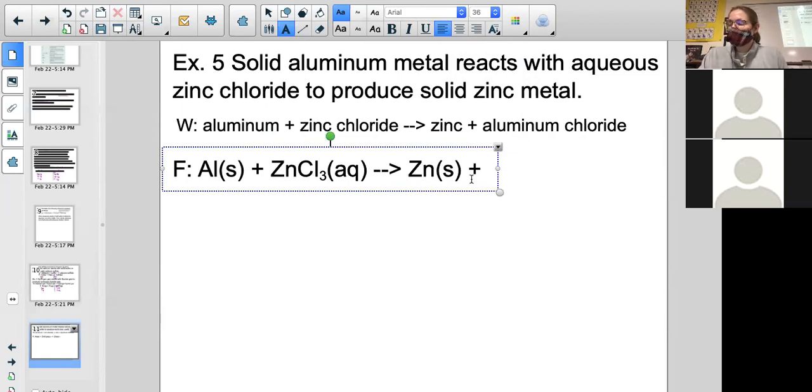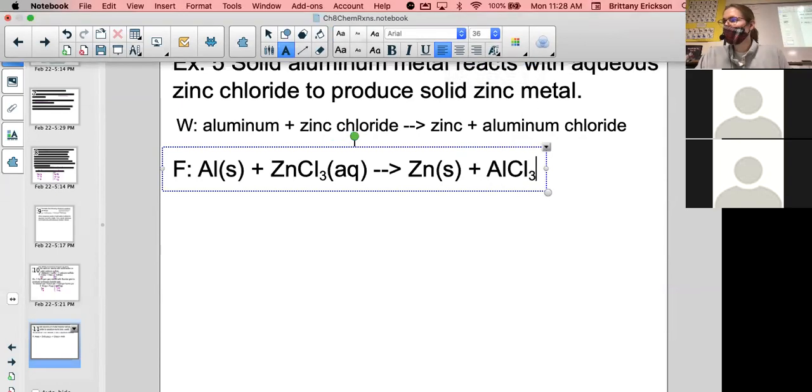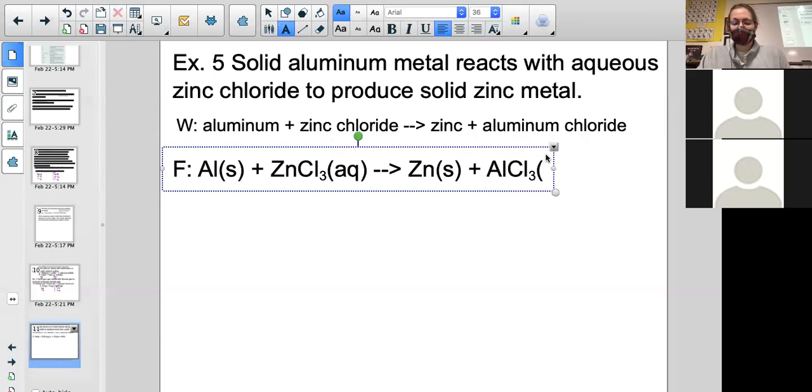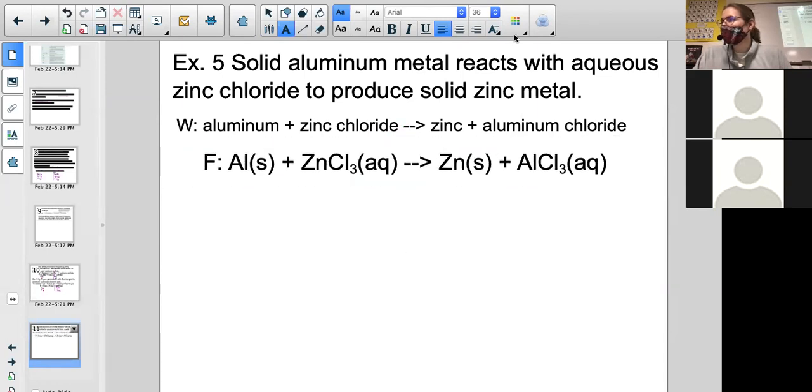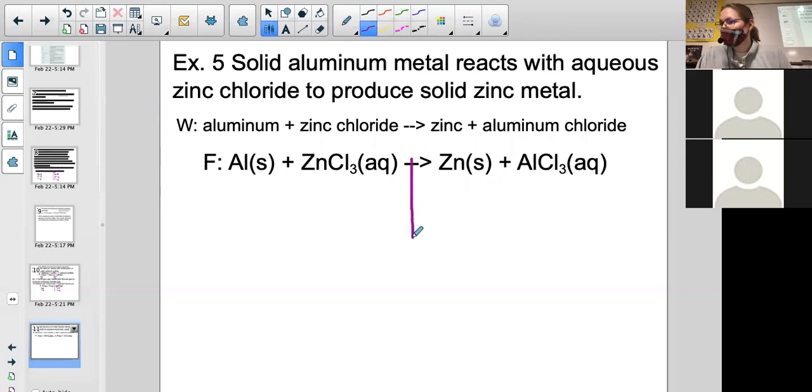And then aluminum chloride, what's the charge on aluminum? +3, so it's just going to be Al, and you have 3 chlorines. And I'm just going to tell you that the state would be aqueous. Okay, so we've got states, chemical formulas, now we have to balance. Make sure it's balanced. Get a pen, do some inventory.